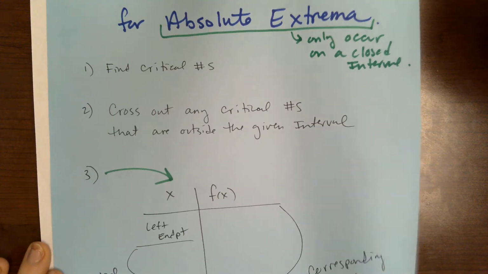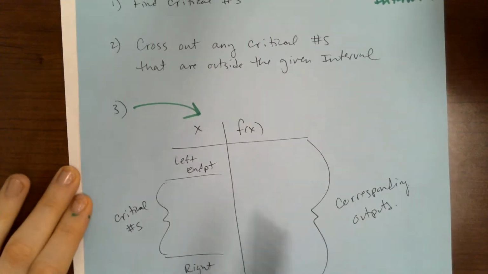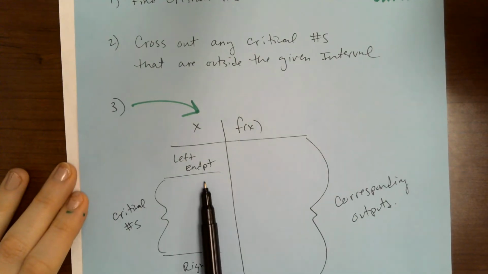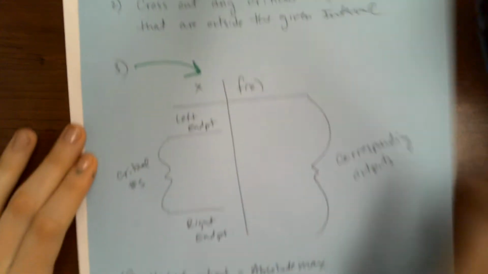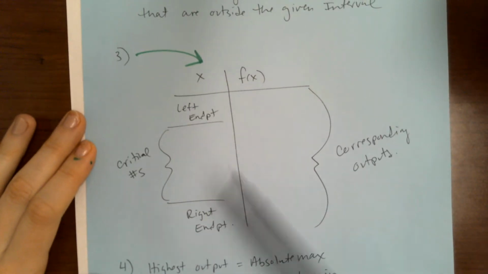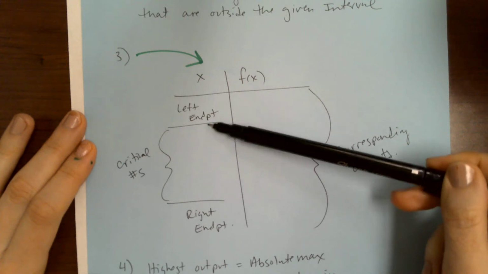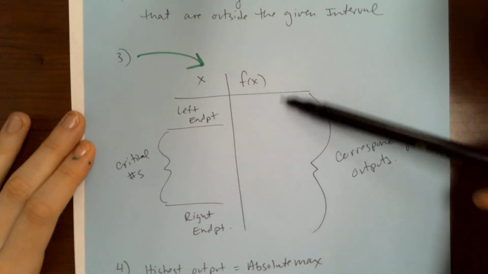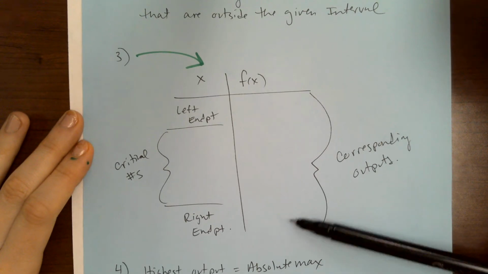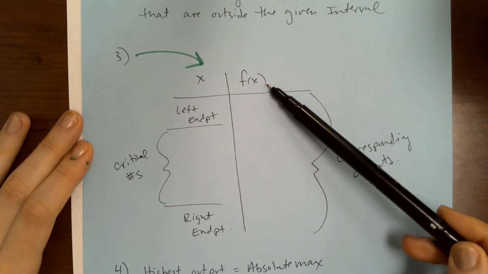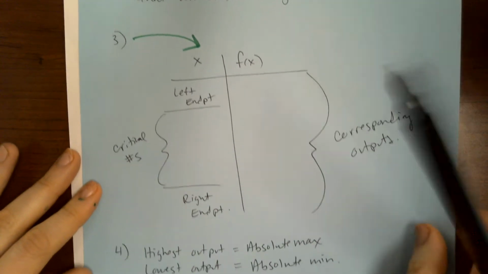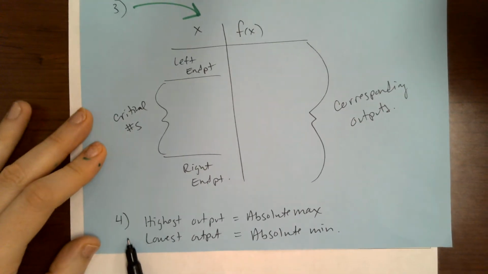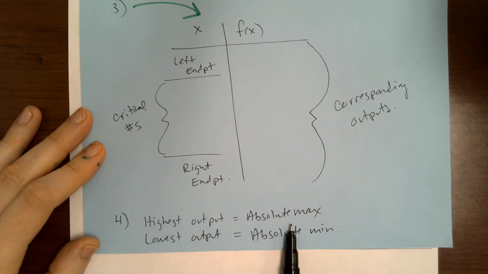And then step 3, we're just going to do a table of values like this. The left endpoint will be the first input. The right endpoint will be the last input. And then the critical numbers that we did not cross out will go here. And then we will get the corresponding outputs. For the corresponding outputs, we're going to plug into f. So we're only using the derivative to find the critical numbers. And then step 4, the highest output is the absolute max. The lowest output is the absolute min.